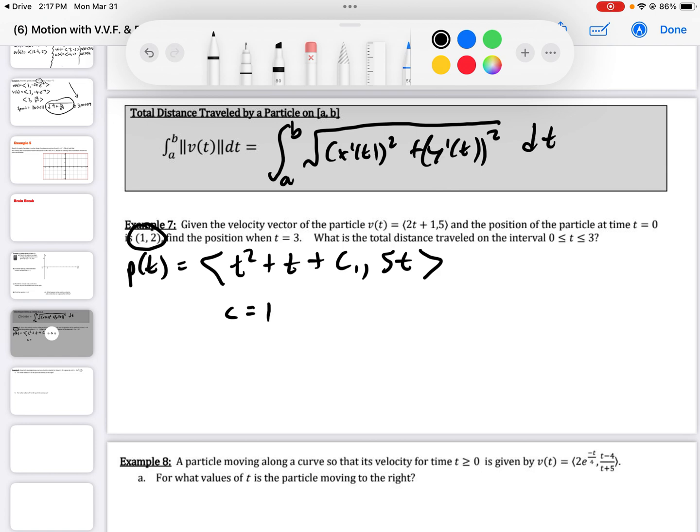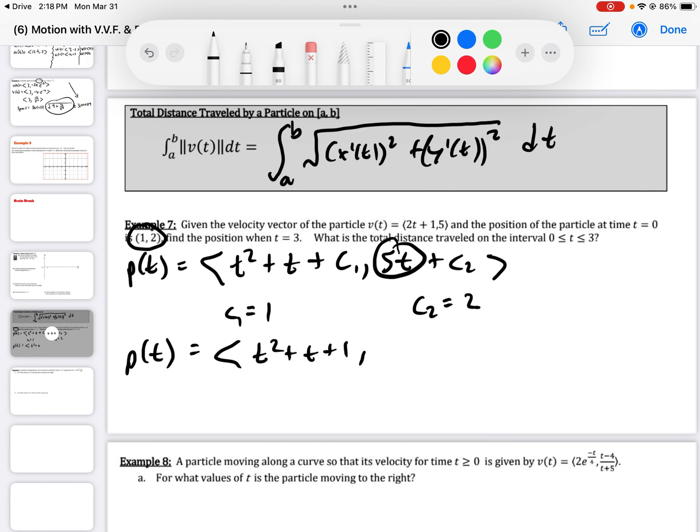The x number is 1, so I can call this c1. And of course, I forgot to write this was plus c2. So c1 is 1. And if t is 0, the y component is 2. So if I plug in 0, 5 times 0 is just 0, plus c2 would give us 2. So the position vector would be t squared plus t plus 1, and then 5t plus 2.